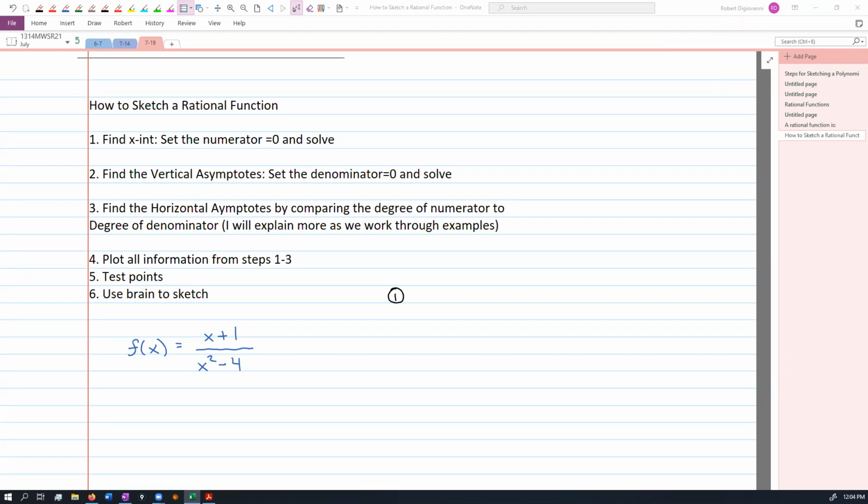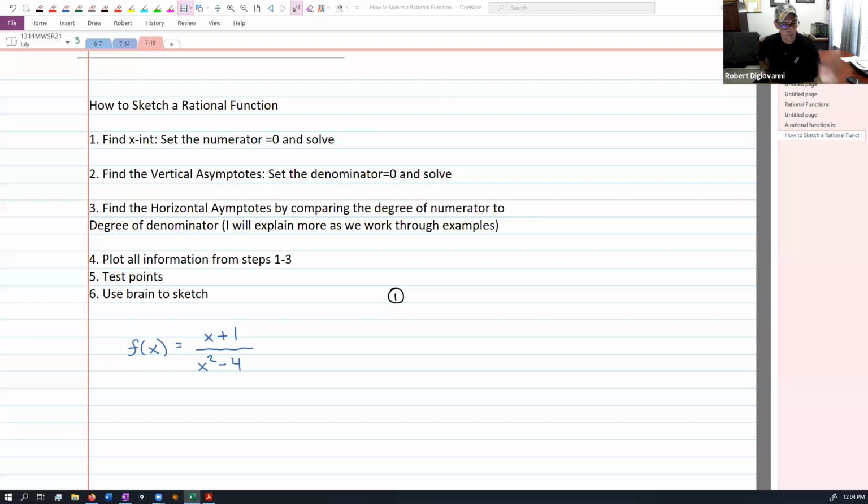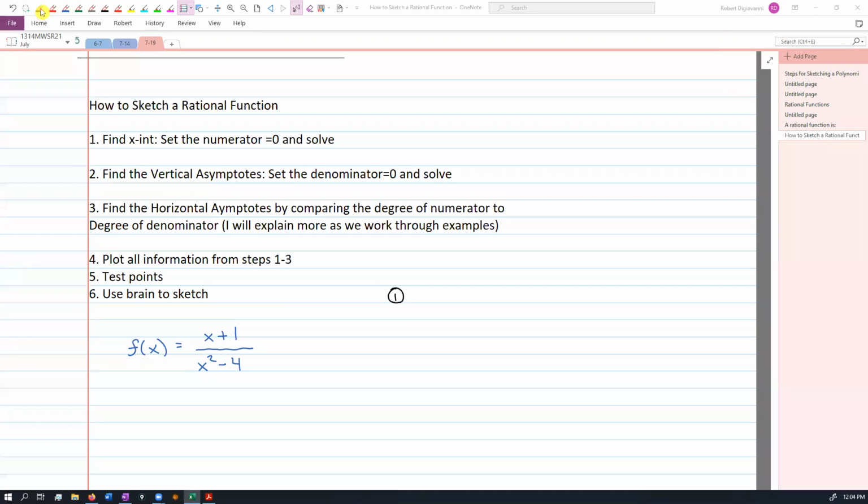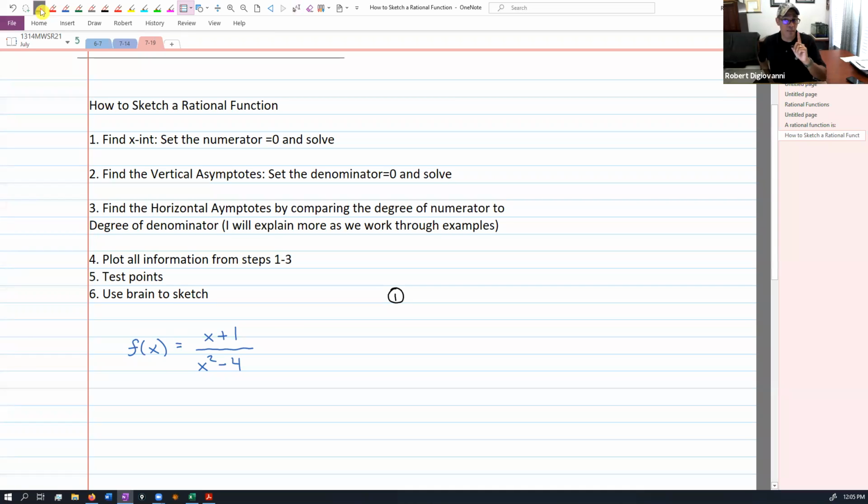Okay. Step 1, we're finding the x-intercepts. So what are we going to do? Put it equal to 0. Okay, just the top though, right? Just the top. Tell me what the equation I need to write down is for step 1. X plus 1 equals 0. There we go, pretty straightforward.